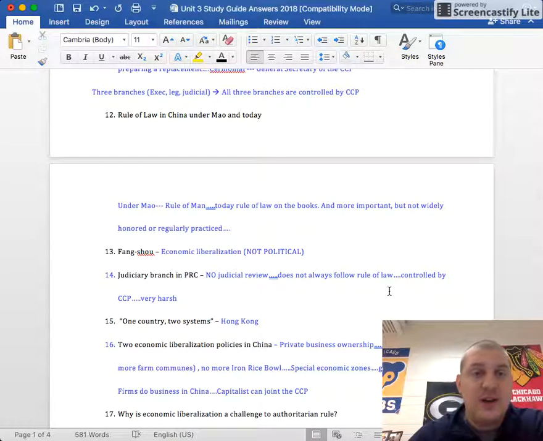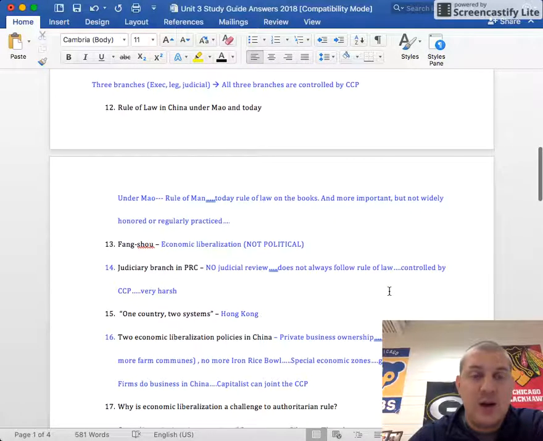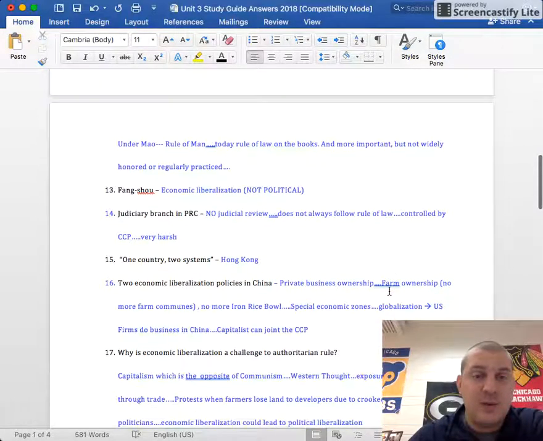As for the rule of law in China under Mao, it was one-man rule, totalitarian rule, and didn't really go by the rule of law. Today it's a little more honored, but not completely. Economic liberalization, again, is not political. That's opening up the economic markets, not political. Civil liberties and rights are still somewhat blocked.